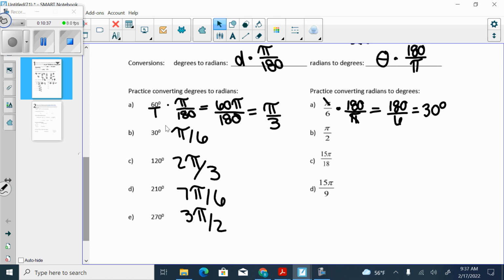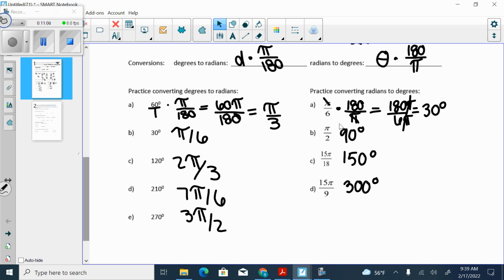All right, okay. You guys do B, C, D, and we'll check them in just a second. All right, on B, what did pi halves convert to in degrees? Good. And what did C convert to? Good. And D converted to? Very good. All right, so if they ask you to convert from radians to degrees or degrees to radians, you can use these formulas to go back and forth.